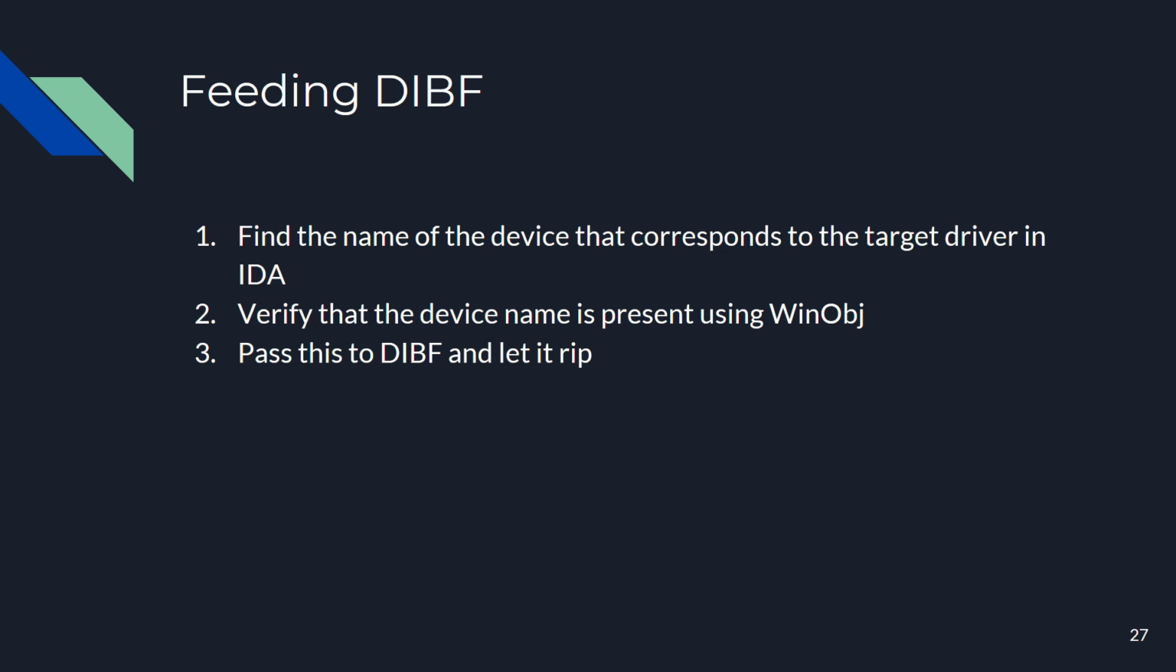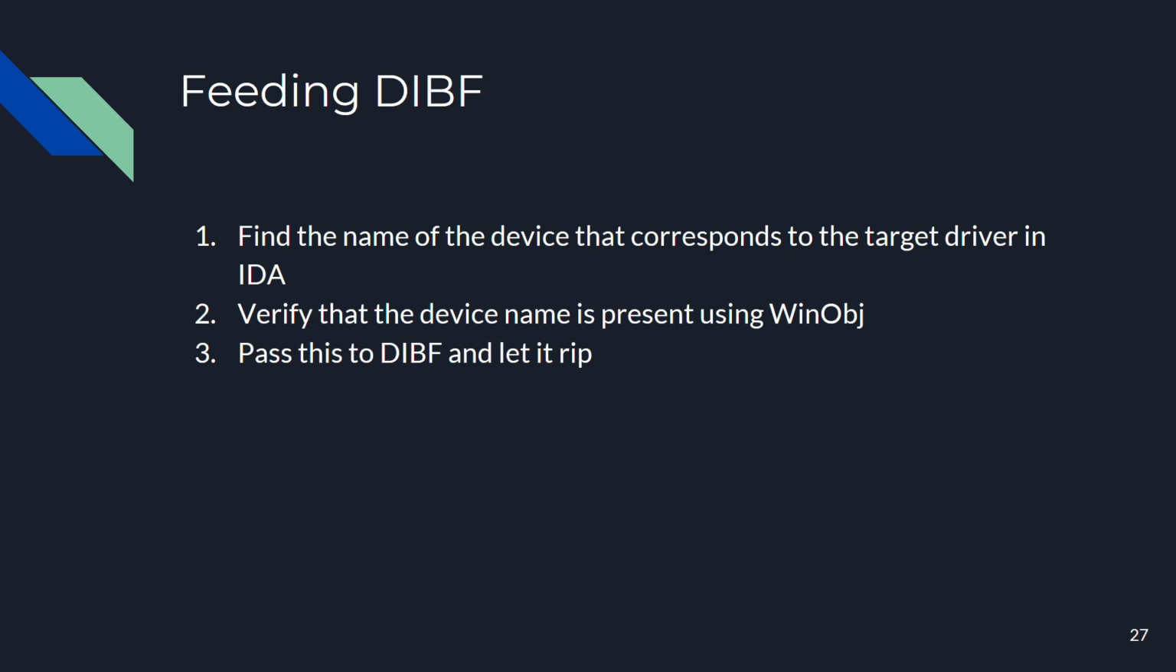Cool, so in order to start using DIBF, we need to find the name of the device that corresponds to the target driver. We need to verify that it's actually present on the machine using WinObj, and then we're going to pass this information to DIBF and let it rip. To go into a little more detail about this process, I'm going to pass it off to Tyler.